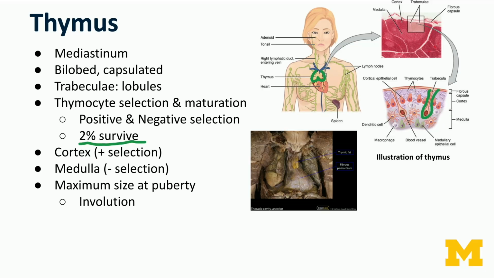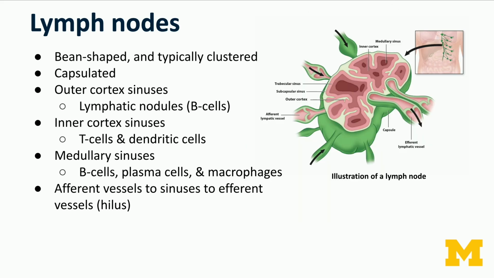Now, the thymus is a rather interesting organ in that it achieves its maximum size at puberty, and then it goes through a process of involution, whereby the organ itself slowly fibroses and turns into fat. And so here in this photograph, we can see thymic fat occupying the space previously that the thymus would occupy within the anterior mediastinum. We also have lymph nodes.